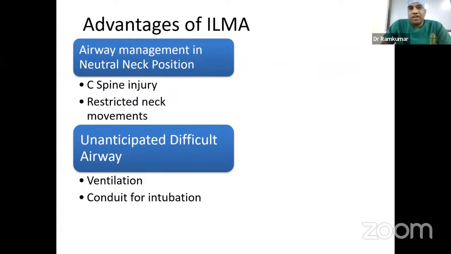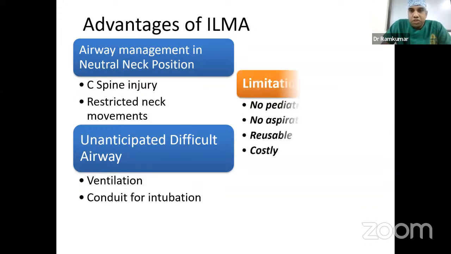What is the advantage of having the ILMA? The ILMA can be inserted in the neutral position, so it can be used in a C-spine injury or a restricted neck movement patient. It is a device of choice previously and still now, because if you're not able to intubate in an unanticipated difficult intubation, you can insert it, oxygenate the patient, and if required, use it as a conduit to intubate the patient.